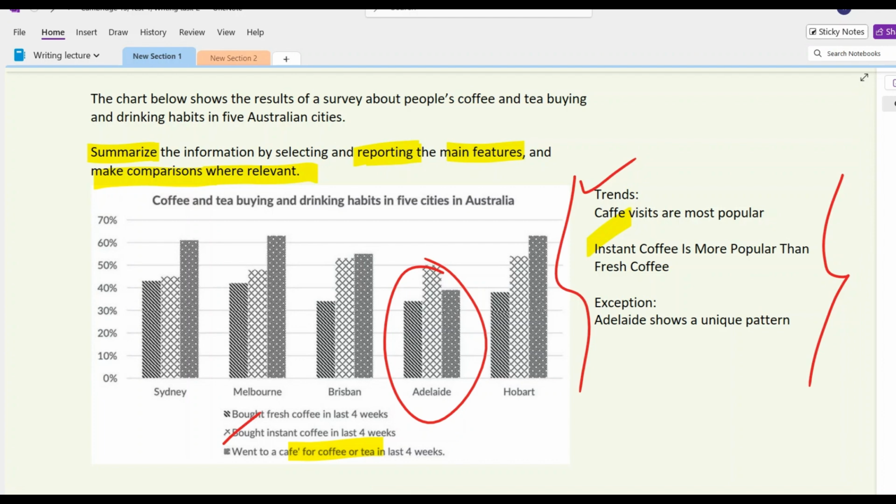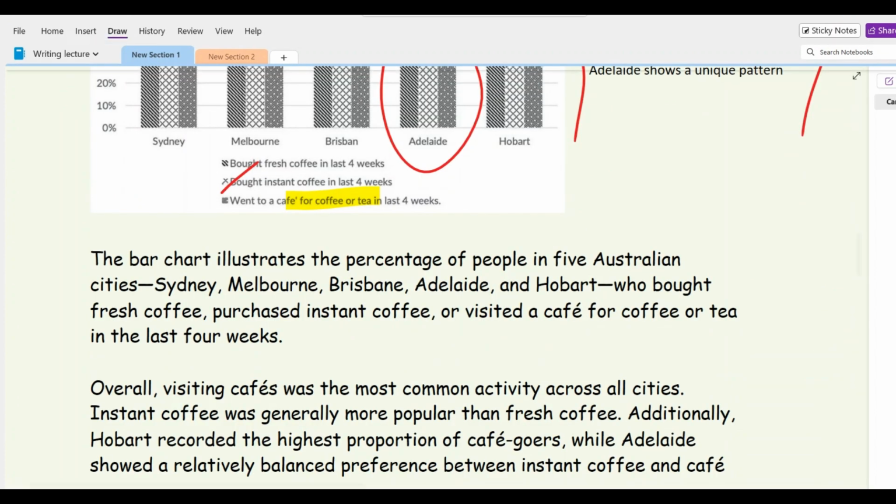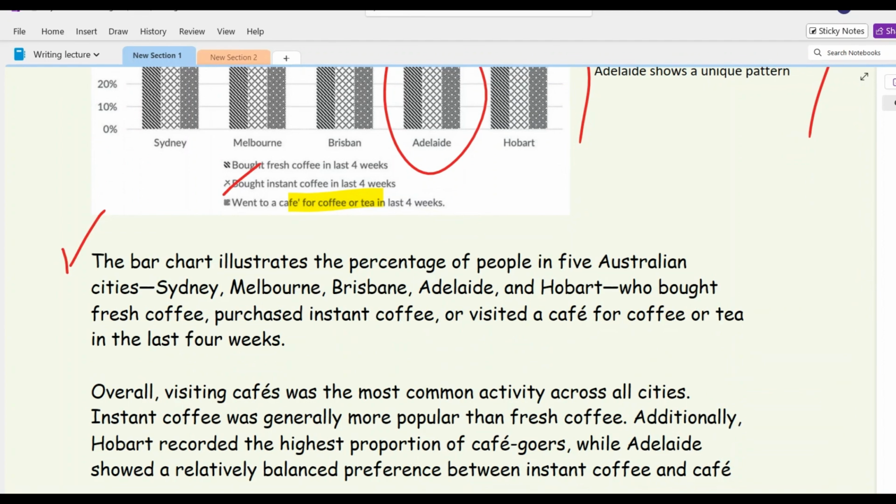At first, our writing should include the introduction. And in the introduction part, we will just take this introduction and paraphrase it and tell it to our reader. So, in the introduction, we write: the bar chart illustrates the percentage of people in 5 Australian cities: Sydney, Melbourne, Brisbane, Adelaide, and Hobart, who bought fresh coffee, purchased instant coffee, or visited a cafe for coffee or tea in the last 4 weeks. So it's just the same information that we saw in the given introduction.